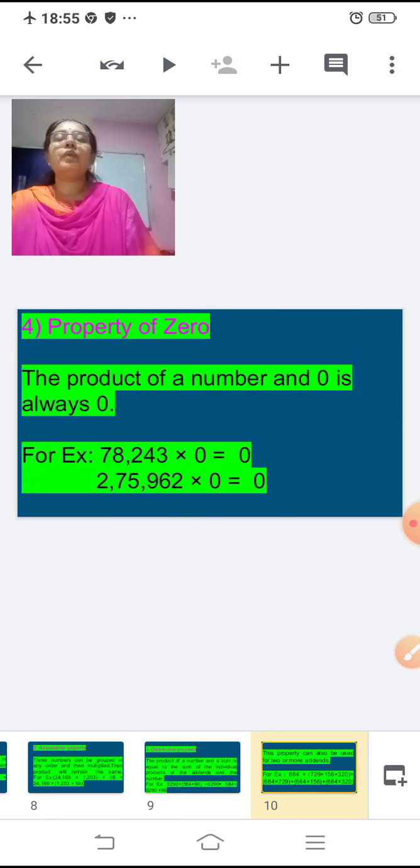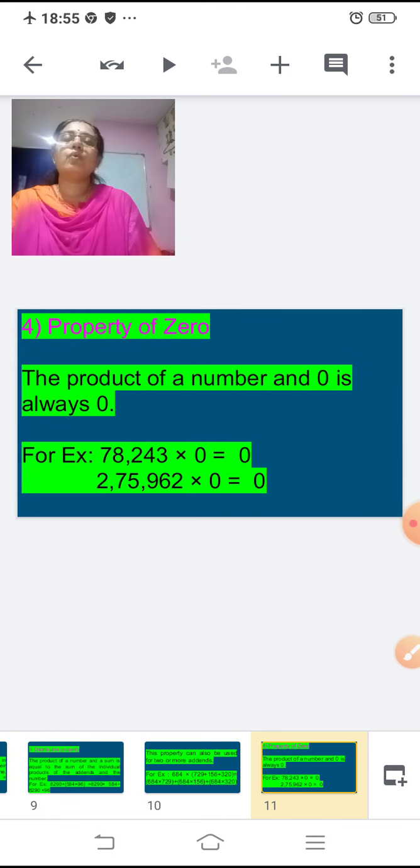Now coming to the fourth property, that is property of 0. Here it says that the product of a number and 0 is always 0. Suppose you multiply any number, let it be a 1-digit, 2-digit, 3-digit, 4-digit, 5-digit, any big number, by 0, your answer will always be 0. However big your number is, that is what the property says: the product of a number and 0 is always 0.